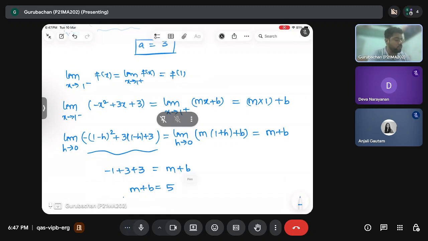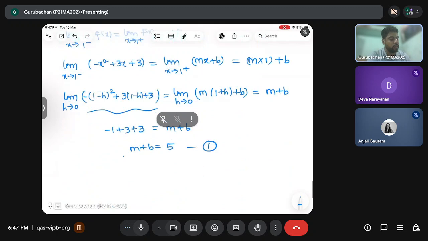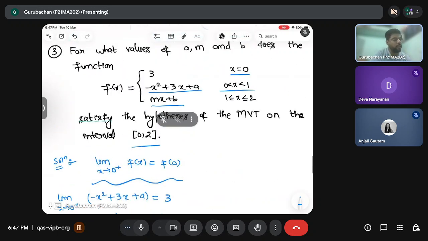Now to solve this, obviously this is an equation in two variables. We need one more equation. So now we can think about the differentiability. So if we'll recall, f has to be differentiable on this open interval 0 to 2. Here in 0 to 1 it is a polynomial, again 1 to 2 it is a polynomial. There is no problem. The thing is, the problem will occur at 1.